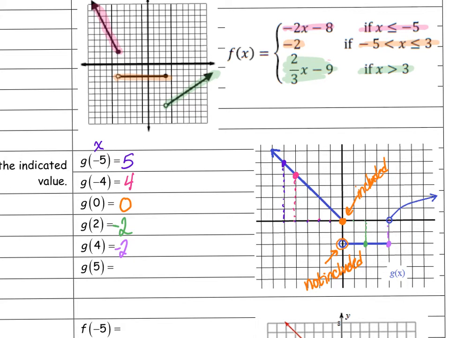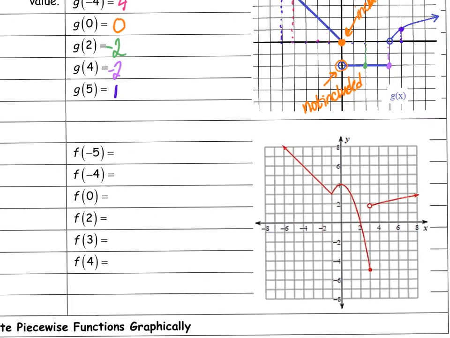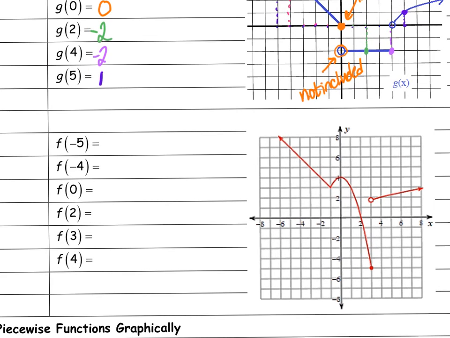And then I want to go g of positive 5. So 1, 2, 3, 4, 5, and I'm going to go up to 1. Okay, so that's how I evaluate off of a graph. I have one more example, looking a little bit different here. If you look at this, you can tell that I've got a linear equation.